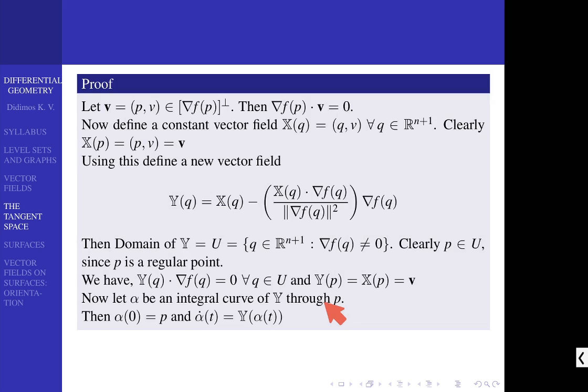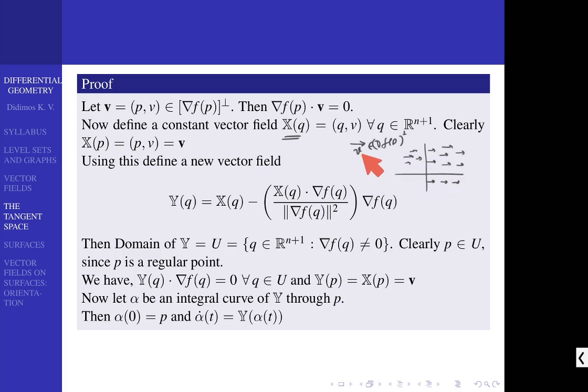Now we can prove it. We start with a vector v which is perpendicular to del f p. That means del f p dot v is equal to 0. Now we define a constant vector field X of q equal to q comma v for all q belonging to R n plus 1. If we first choose a vector v perpendicular to del f of p, then we consider a vector field with this constant vector.